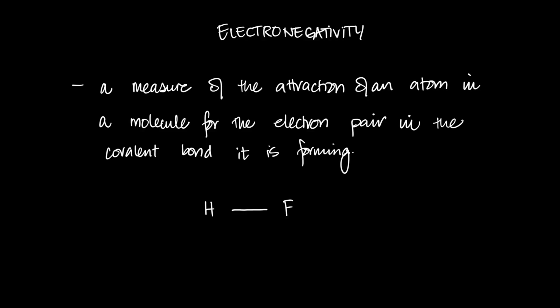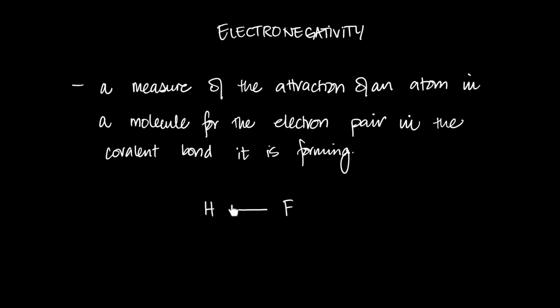By technical definition, electronegativity is a measure of the attraction the atom in a covalent bond has for the electron pair in the covalent bond. For example, the electronegativity of H here would be the attraction it has for the pair of electrons that make up the stick, the bond between H and F. And electronegativity for F would be the attraction F has for that pair of electrons. So imagine the stick is 2 electrons.